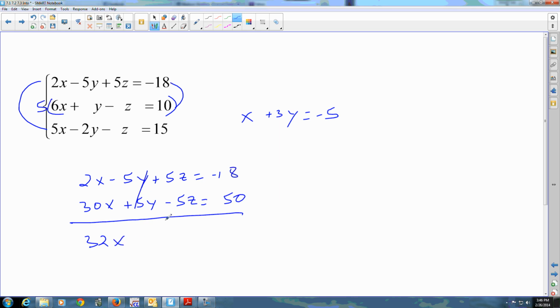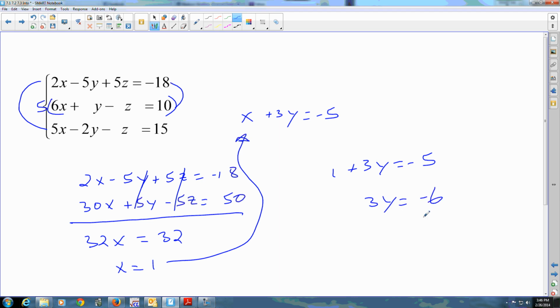The z's are gone. Oh, that worked out nice. And here I get 32x. So x is equal to 1. If x is equal to 1, I could fill it into this equation right here. 1 plus 3y is equal to -5. Subtract the 1. y is -2. So now you know these two, and you can fill it back into x and y and solve for z. There you go.